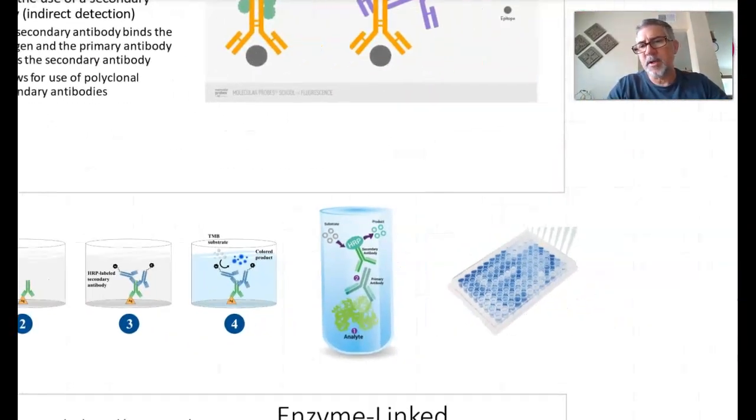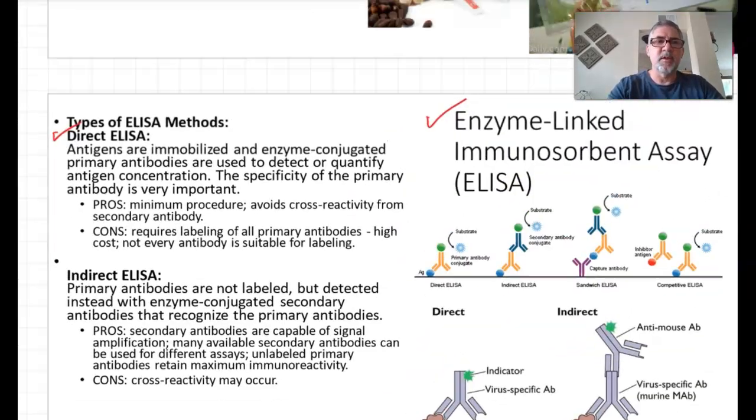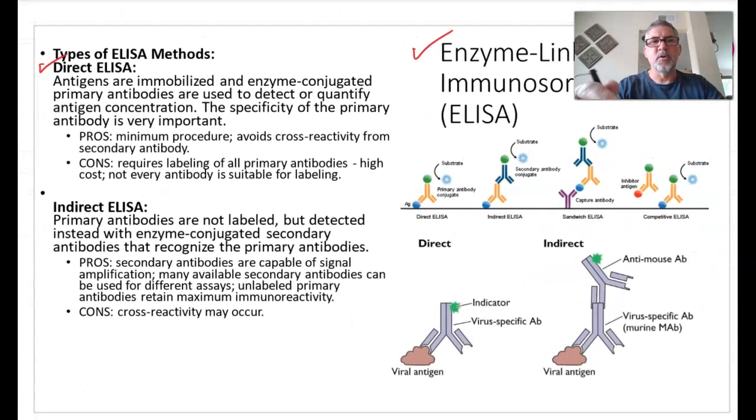This right here is a microplate. If you remember, we made pictures using dyes in our pipette lab. This is a 96 well plate, and it has a plastic on it. The plastic will bind proteins. So we're talking about ELISA, right? A direct ELISA. Antigens, remember, are foreign particles, and they are immobilized.